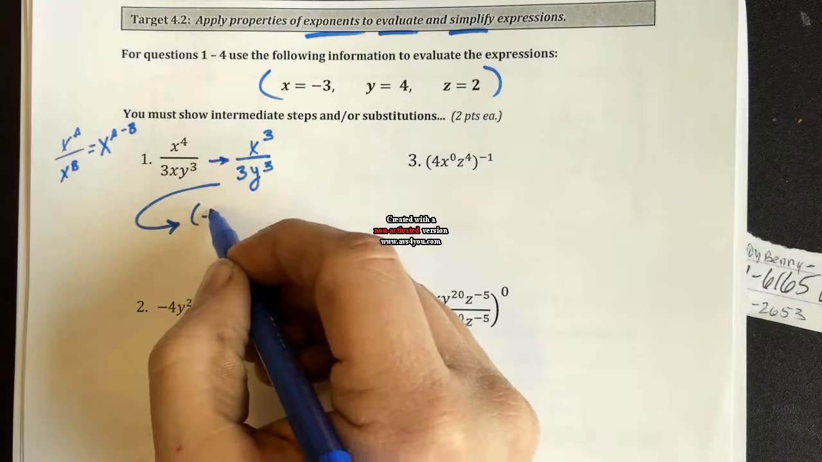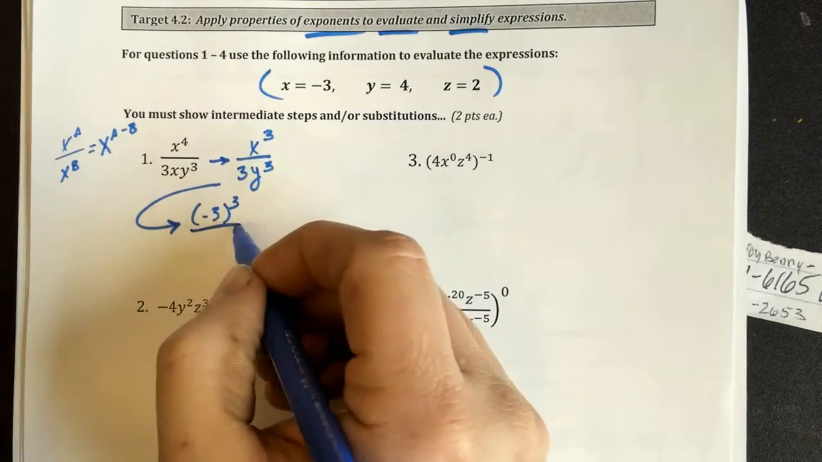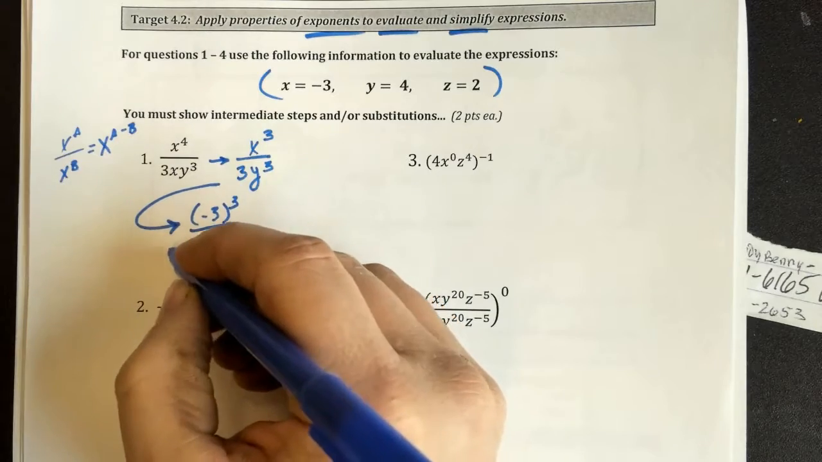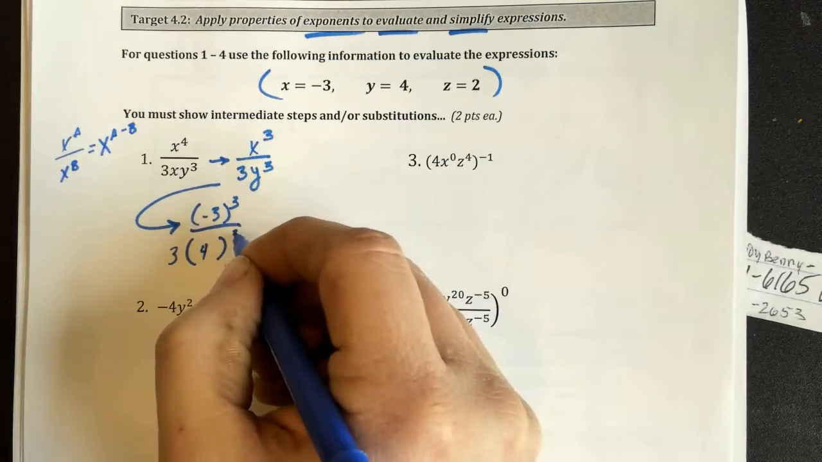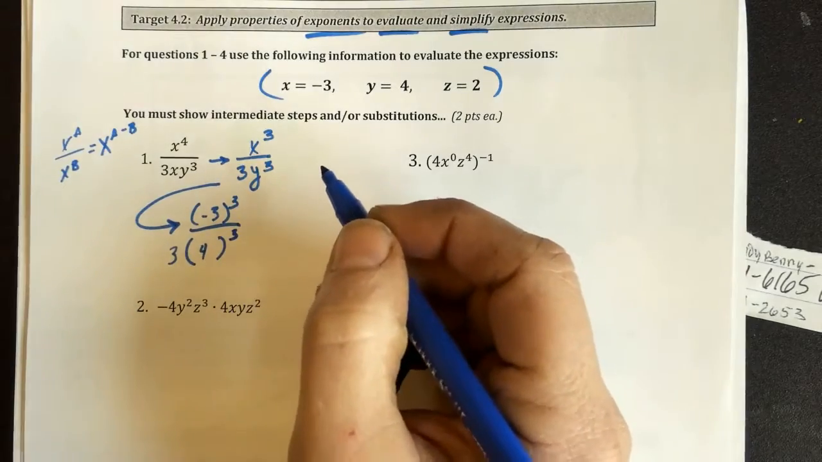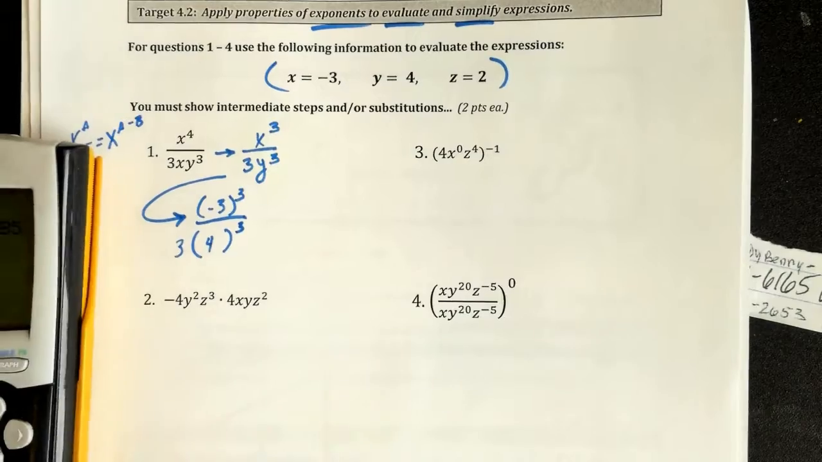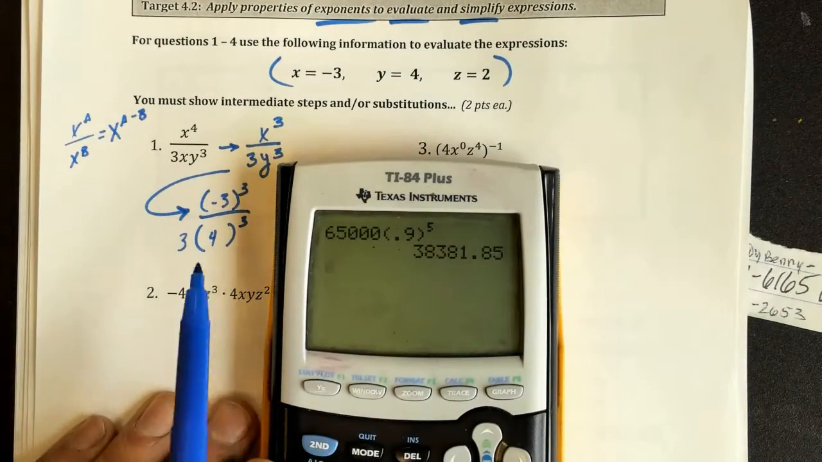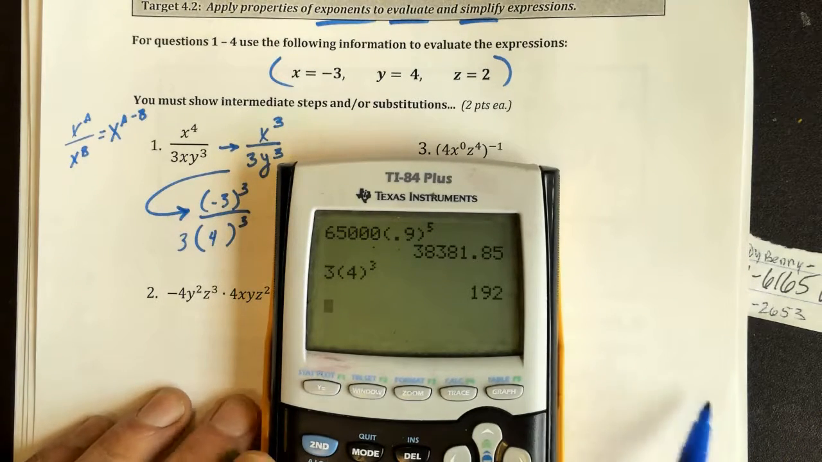I'm going to put a negative 3 in for x, because that's what it says x is. On the bottom, I've got a 3, but I'm going to replace the y with a 4. So we can do a little math here. For the denominator, I've got 3 times 4 to the third power. The denominator is 192.